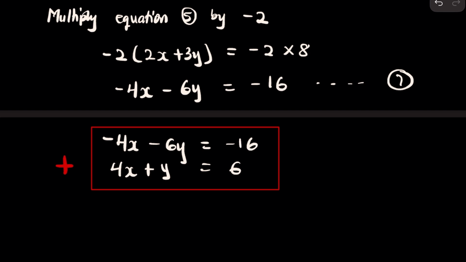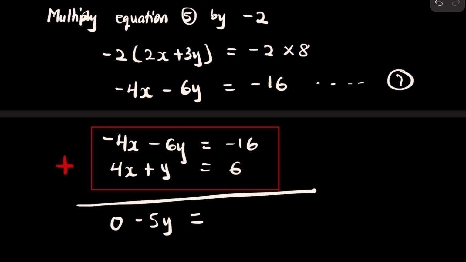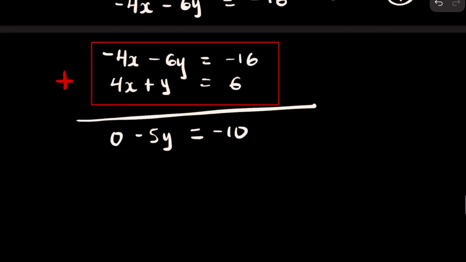So you're going to have plus here. So here we have minus 4x plus 4x. So that's going to go to 0. Then we have minus 6y plus y. So that's going to give us minus 5y. So we have minus 5y is equal to, then we have minus 16 plus 6, and that's going to give us minus 10, right? So we have minus 5y is equal to minus 10.